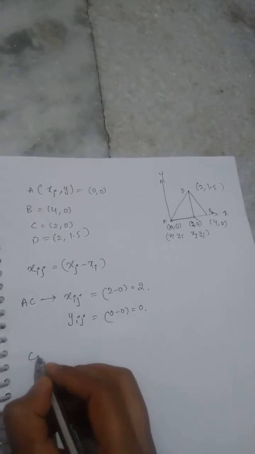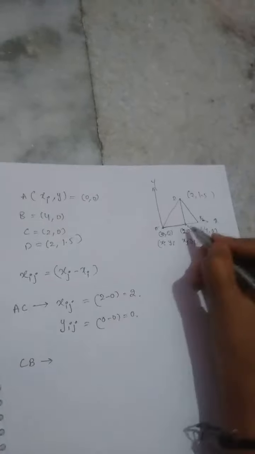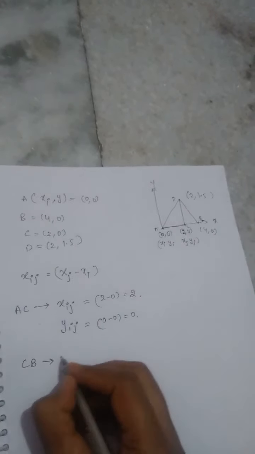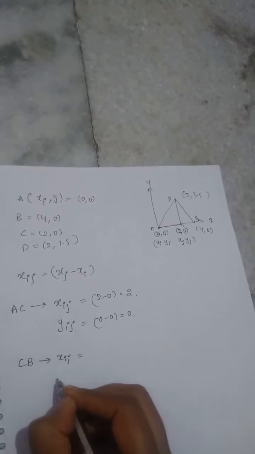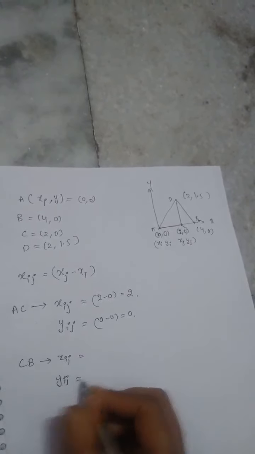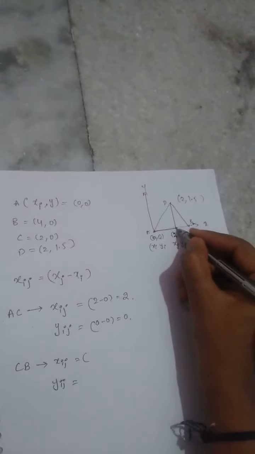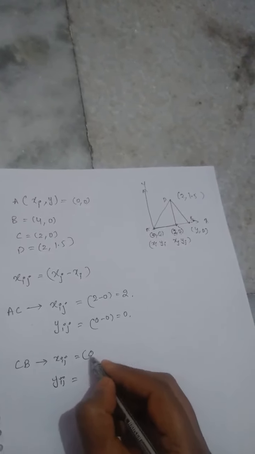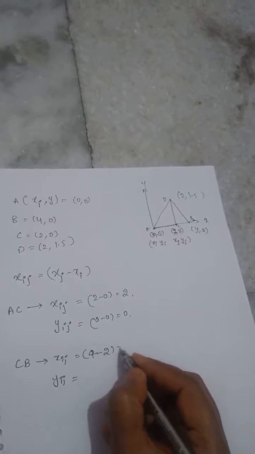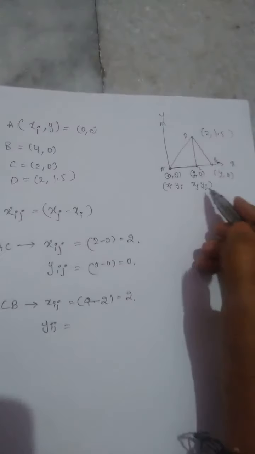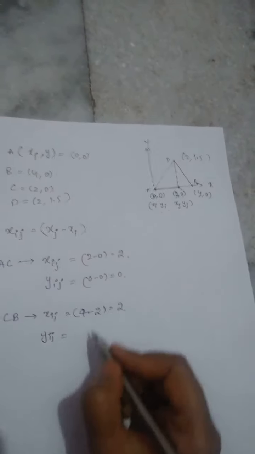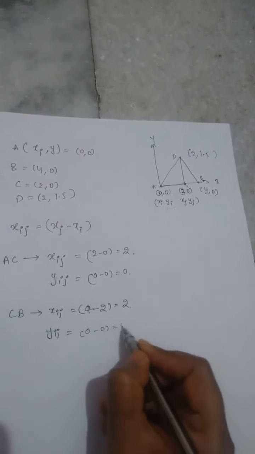In a similar way, for CB, take the starting point and ending point of this line. In x and y coordinates, you have to consider both. So you may make a tabular format or simply write. For x, the starting point is 2 and the ending is 4, so 4 minus 2 will be 2. Likewise, the y is also 0 and 0, so 0 minus 0 will be 0.